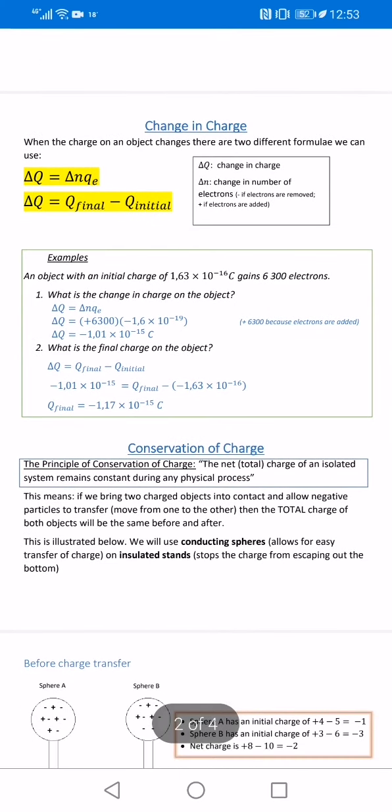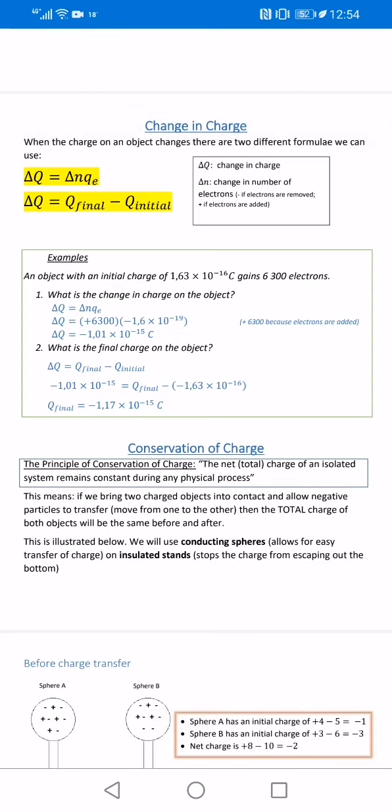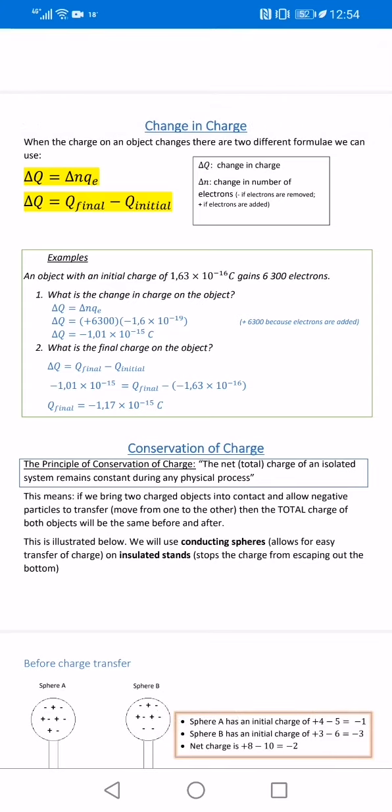Then the final charge, we substitute in and we calculate, and we find that the change in charge is negative 1,01 times 10 to the negative 15 coulombs. So our initial charge was that, and our charge changed by that amount when we had 6,300 electrons added.